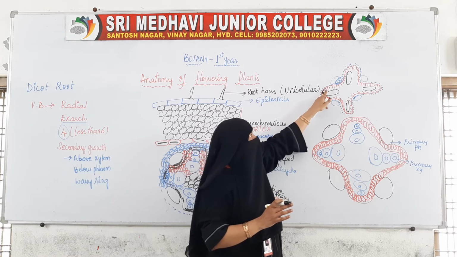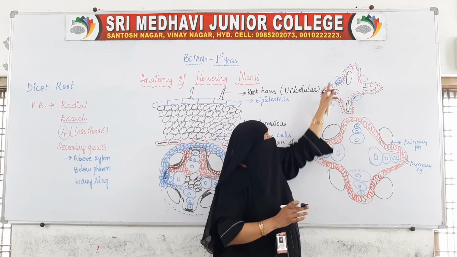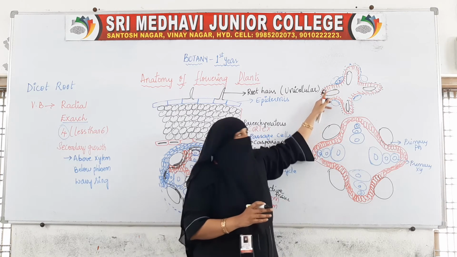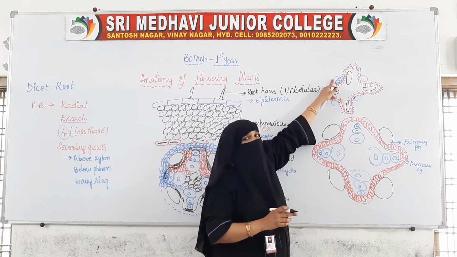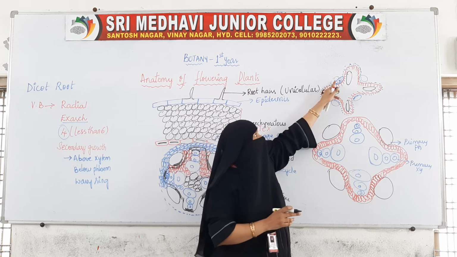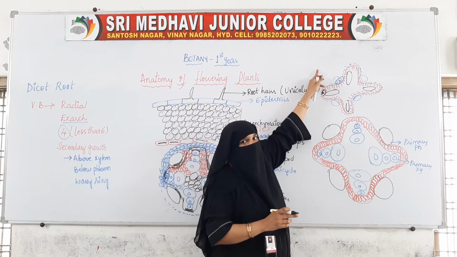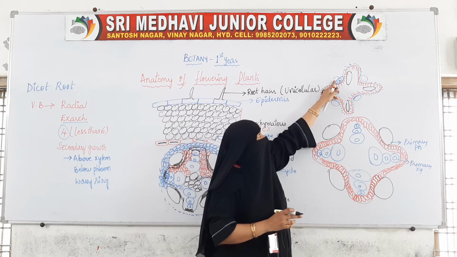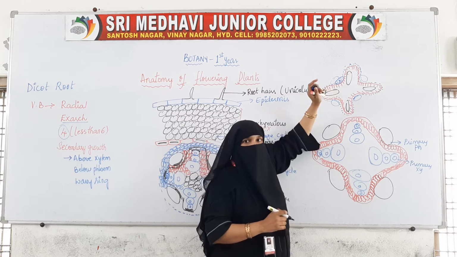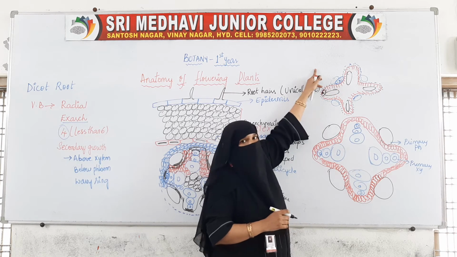New xylem cells will be pushing the old, that is the primary xylem. These are the secondary cells now. So this is the secondary phloem, this is the secondary xylem. These secondary cells will push the primary phloem towards the outside. New cells will occupy here and the old, that is the primary phloem, will move towards the outer side.